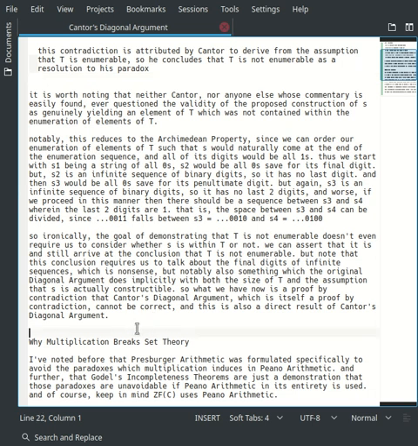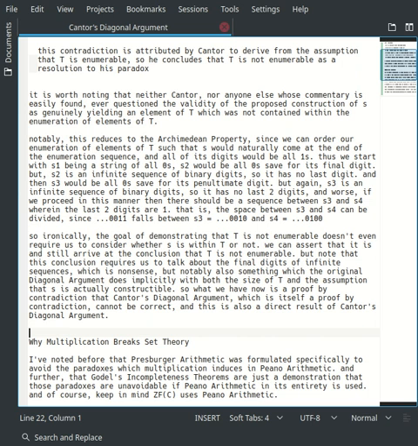So ironically, the goal of demonstrating that T is not enumerable doesn't even require us to consider whether S is within T or not. We can assert that it is, and still arrive at the conclusion that T is not enumerable. But note that this conclusion requires us to talk about the final digits of infinite sequences, which is nonsense, but notably also something which the original diagonal argument does implicitly with both the size of T and the assumption that S is actually constructible. Right? In order to construct S, you have to be able to get to the end. In order to have a size for T, you have to be able to get to the end. So the original construction is doing this same thing, it's just doing it in different places than where we're doing it. I just moved where we're doing it.